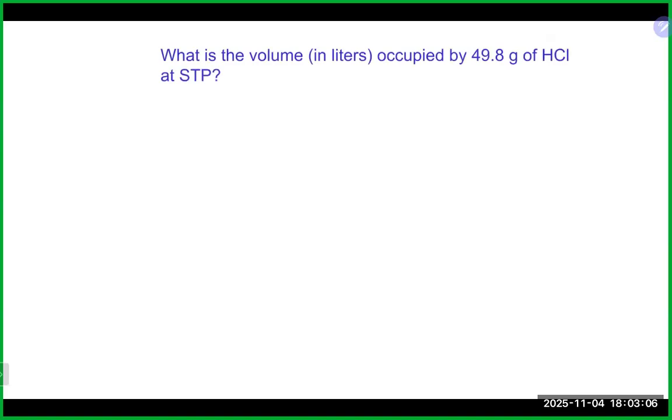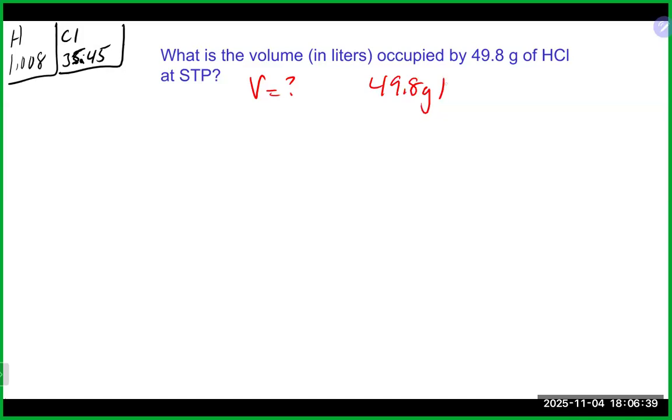All right, then why don't you try this one? What is the volume in liters of 49.8 grams of HCl at STP? Hydrogen, again, 1.008, and Cl, 35.45. Okay, so let's take a look again. We're looking for a volume, and we have 49.8 grams of HCl. We definitely could get to moles of that, so we do kind of have n. We have STP, which means my temperature is 273, and my pressure there should be 1 atmosphere.